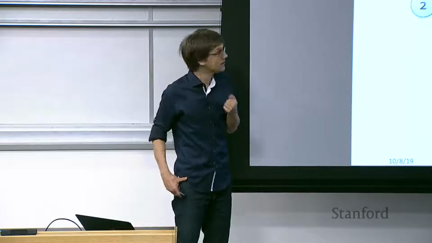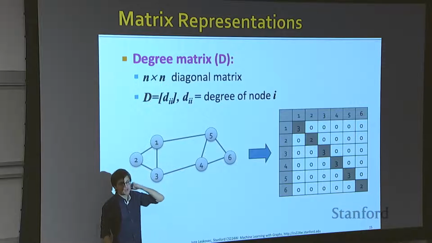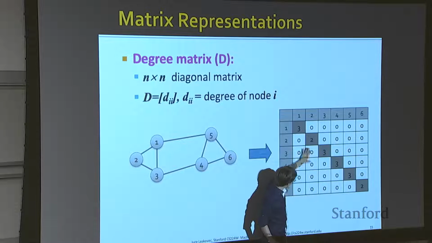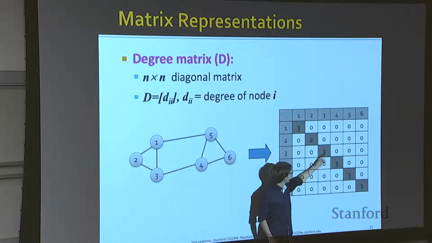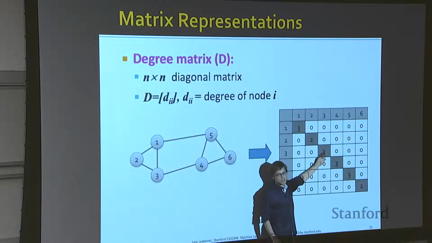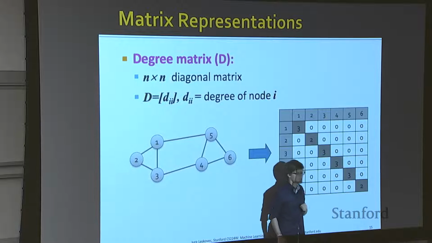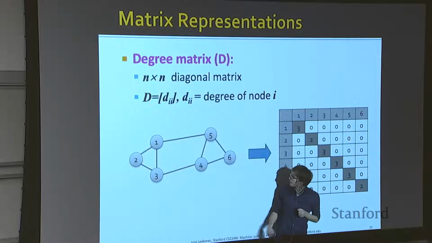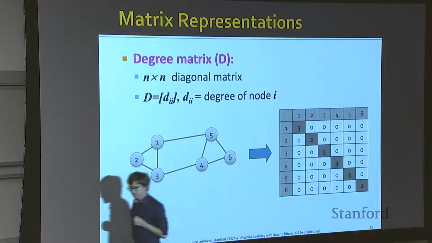The second thing that we will do is define what is called the degree matrix. The degree matrix is a diagonal matrix where everything is 0 except on the diagonal, and the entry on the diagonal is the degree of that node. So node 3 has degree 3, node 4 has degree 3, node 6 has degree 2. That's called the degree matrix, okay?